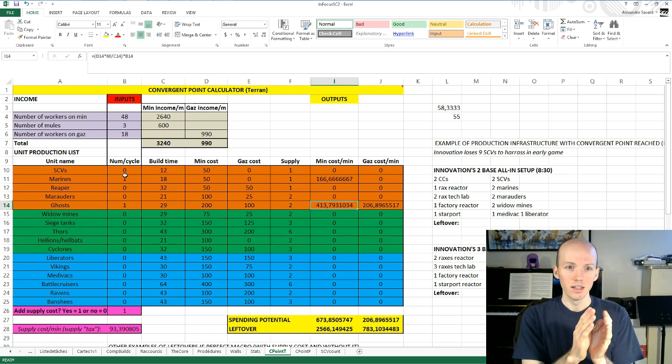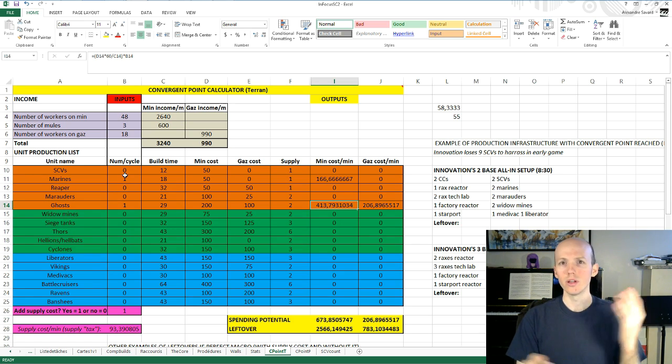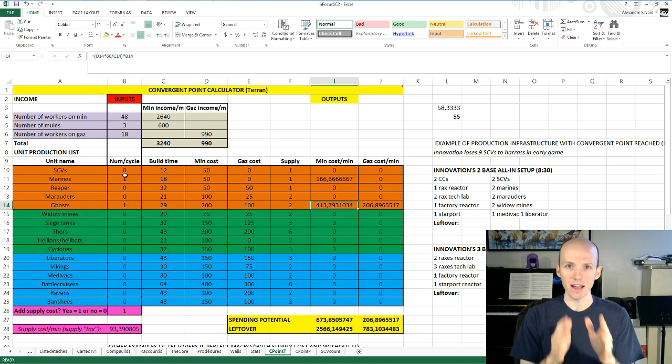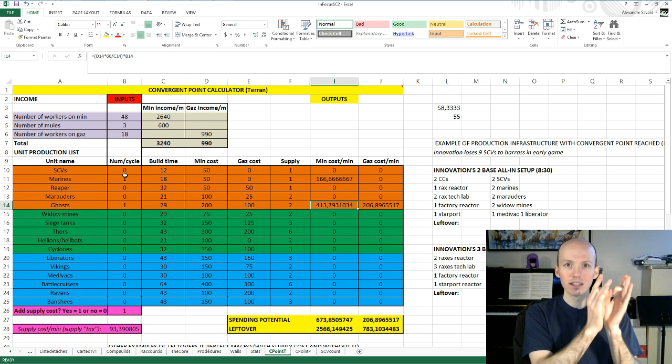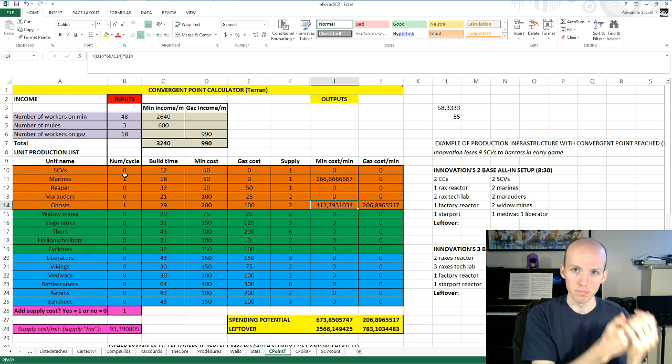So that's why you can't just say, oh, well, if I'm a Terran player and I'm on the 2-base economy, then all I need is one factory, one starport, and 3 barracks. And that's it. No matter what composition I'm producing, I can just have that amount of production buildings, and I'll be just fine. I'll be able to produce whatever I want out of them, and my economy will be perfectly adapted. No, that's not the way it's going to work. Your convergent point will work if you are making the units that were intended to be produced out of these buildings.